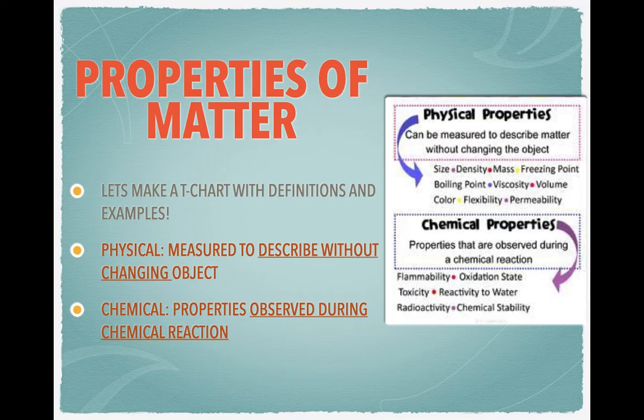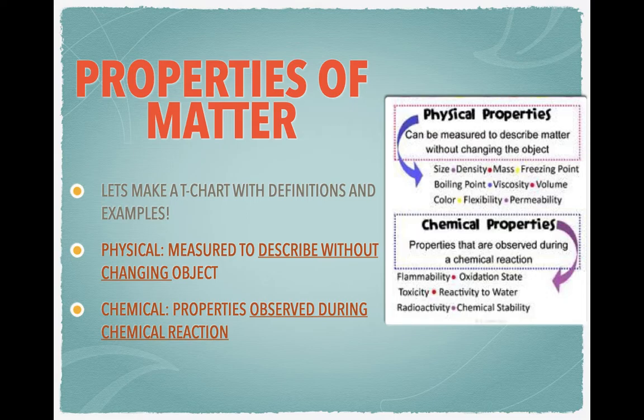Chemical properties. Chemical properties are observed during a chemical reaction. So I have to put it through some kind of test to see if it's a chemical property or if it's just a regular physical property. Chemical properties, I have to observe them through a chemical reaction. In my examples, you're going to pick 2. Remember, 3 is better, but 2 will work.